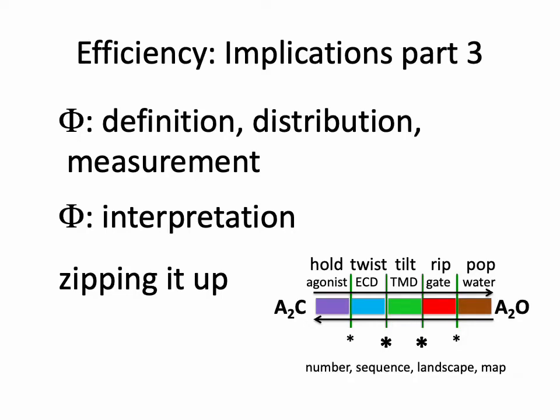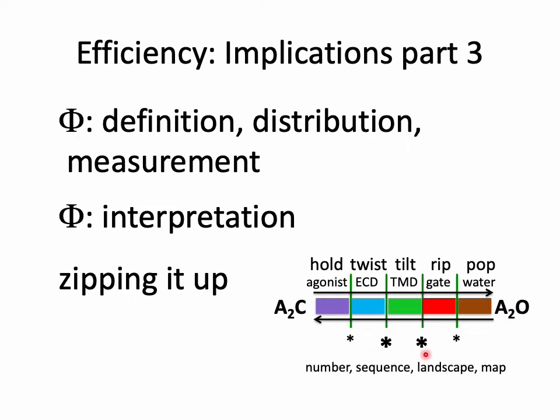This is the third part of the fourth chapter on agonist efficiency. In this chapter, we have been concerned with the nature of the gating isomerization itself. In the first part of this chapter, we defined the parameter phi, showed its distribution, and showed how we measured it. And in the second chapter, we gave an interpretation to phi values and that distribution, namely that there are 5 intermediate transitions that join A2C and A2O, and these 5 transitions separate 4 intermediate states.